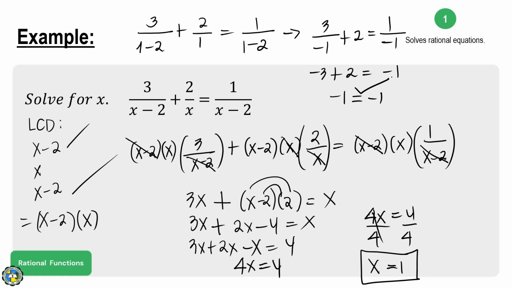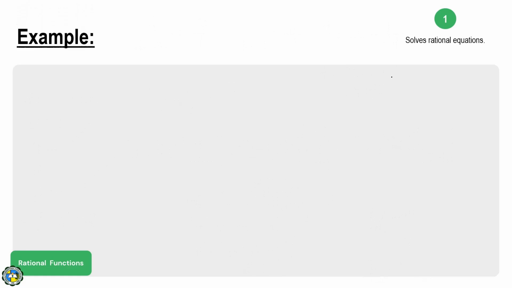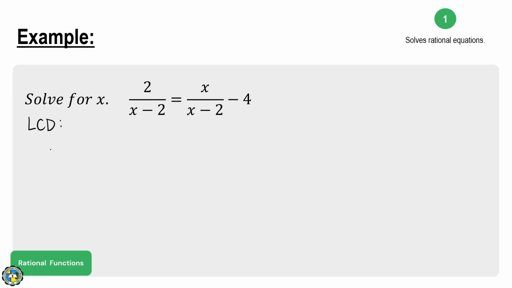Okay, so proceed tayo with our next example. So let's have here, no, 2 all over x minus 2 equals x all over x minus 2 minus 4. So again, get first the LCD. X minus 2, and sa 4, 1 yan. And as you can see, no, same tayo as 1 yan. X minus 2 times 1 yan, which is still x minus 2. So therefore, ito yung LCD natin.